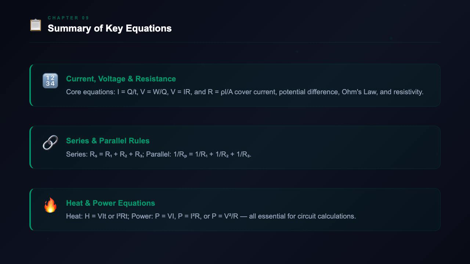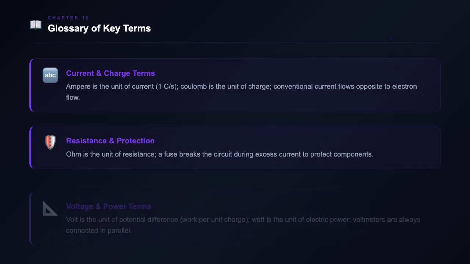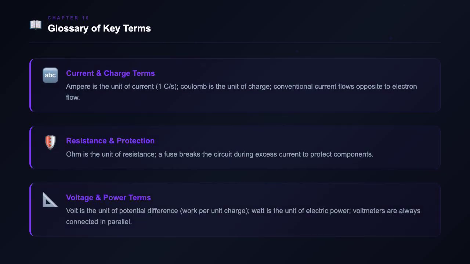For resistors in series, Rs equals R1 plus R2 plus R3. For resistors in parallel, 1 over Rp equals 1 over R1 plus 1 over R2 plus 1 over R3. Heat produced can be calculated using H equals VIT or H equals I squared RT. Electric power is given by P equals VI, P equals I squared R, or P equals V squared over R. Ampere is the unit of electric current, which is 1 coulomb per second.